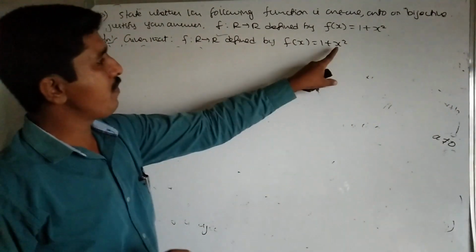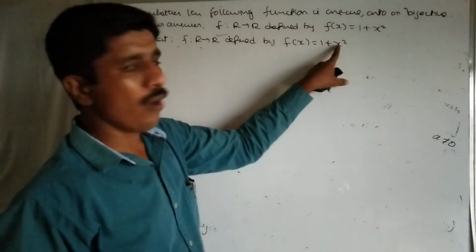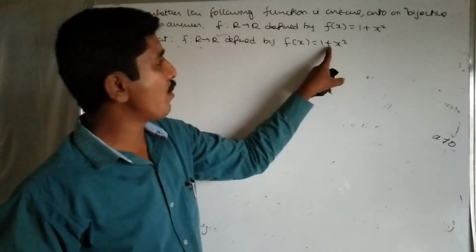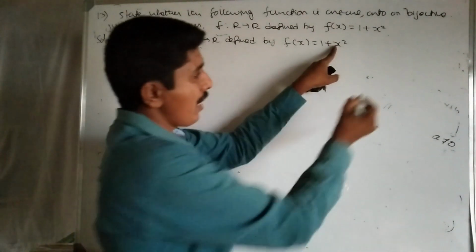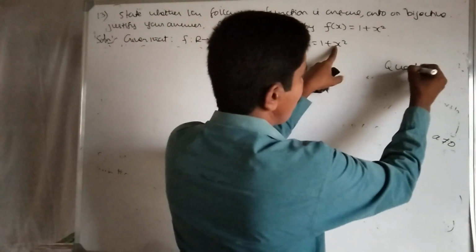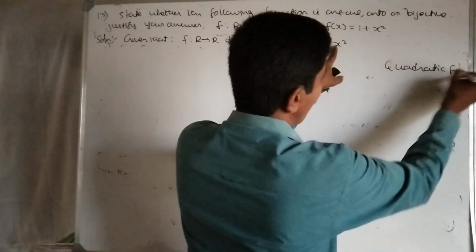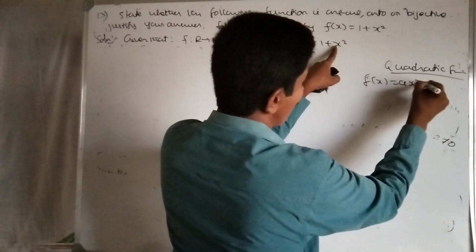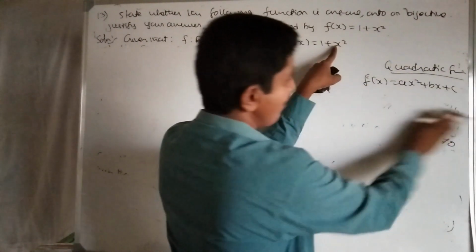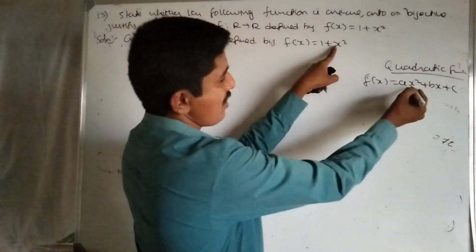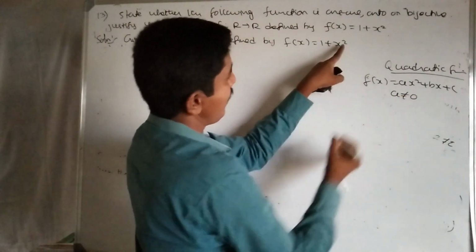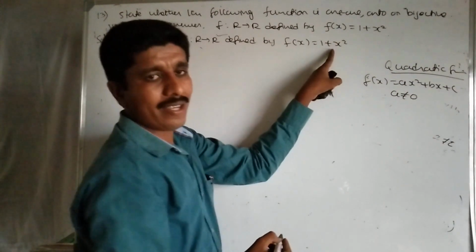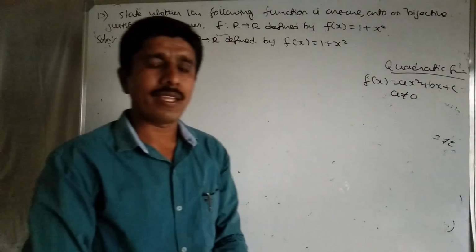So what type of function is it? It is a quadratic function: f of x equal to 1 plus x square. A quadratic function is clearly of the form f of x equal to ax square plus bx plus c. Here the x square coefficient a is not equal to 0. The x square coefficient 1 is not equal to 0. Clearly it is a quadratic function. Okay. Mind it.